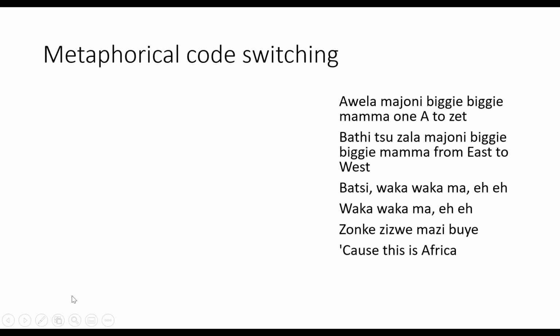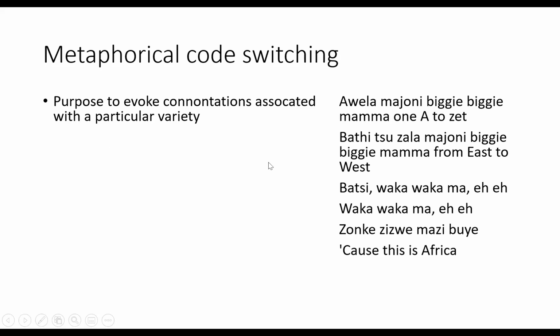The other type of code switching that we have is called metaphorical code switching. Ignore the things on the right of your screen for one second. And metaphorical code switching, the purpose is to evoke connotations that are associated, there's a typo there, with a particular variety.